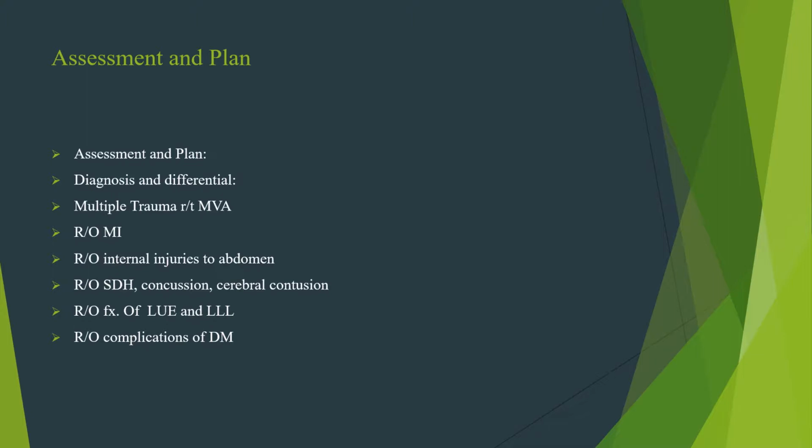The assessment and plan of this patient in the ER, the differential diagnosis and actual diagnosis include multiple trauma related to his motor vehicle accident. We're going to rule out an MI as a possible cause for the accident. We're going to also look at internal injuries to the abdomen because of his present complaint of abdominal pain and the discoloration of his abdomen, obviously indicating that there is some bleeding there.